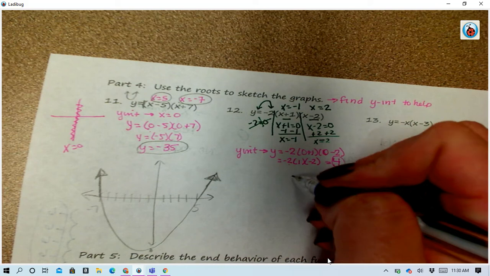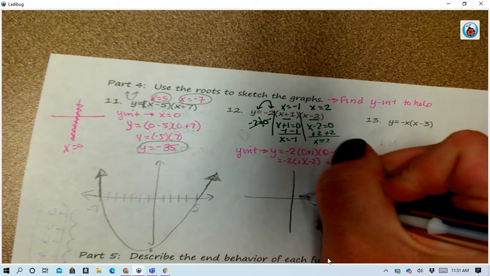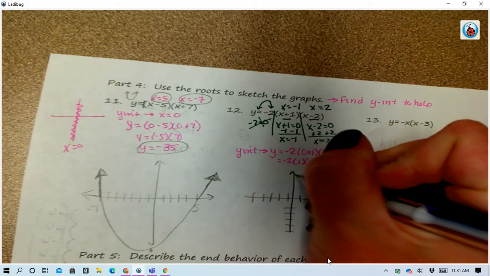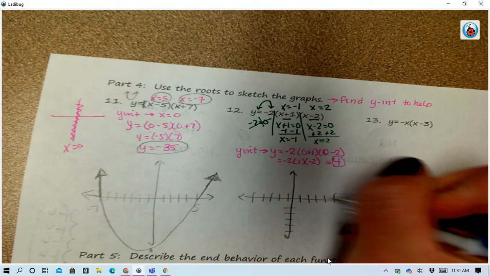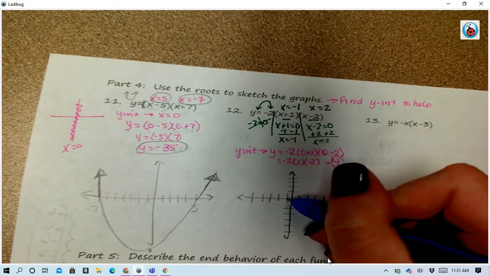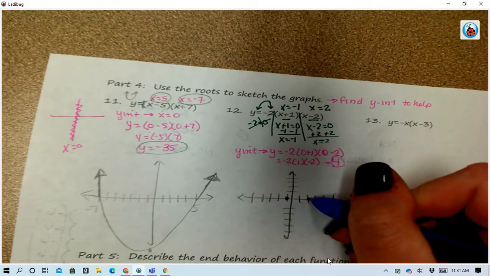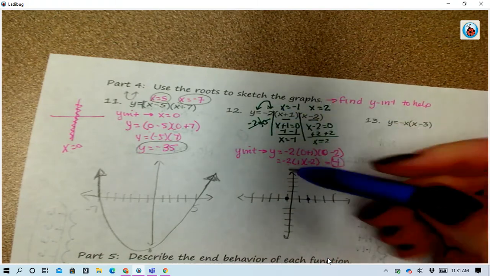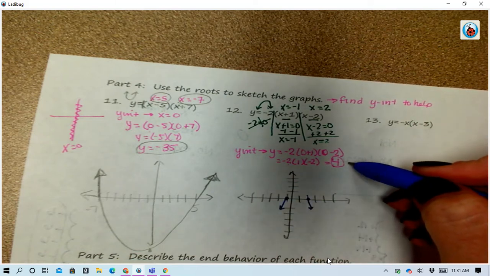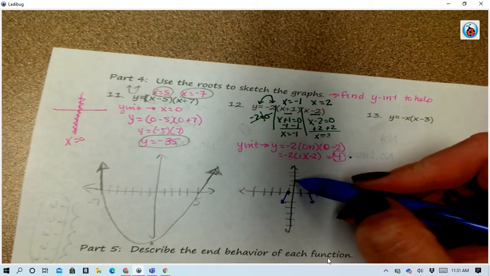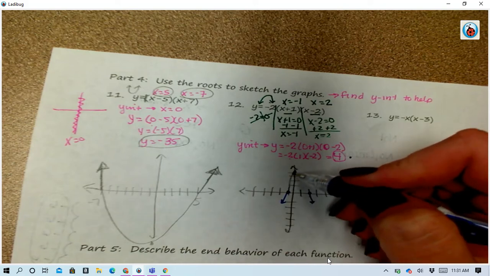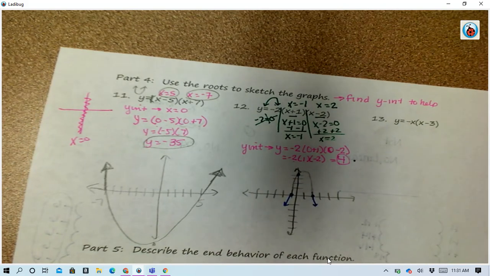So sketching our graph. It doesn't have to be perfect. So we know that our roots are negative 1 and positive 2. We know based on that A value that our tails are going to point downward. We did find that our y-intercept was 4. 1, 2, 3, 4. So based on that, just sketching the rest, it would look something like this. And again, doesn't have to be perfect.